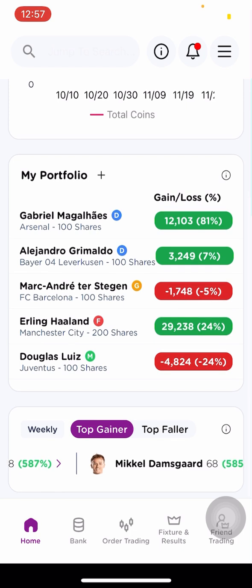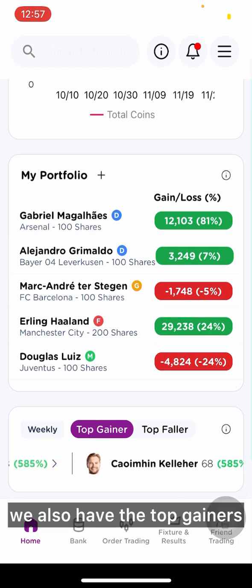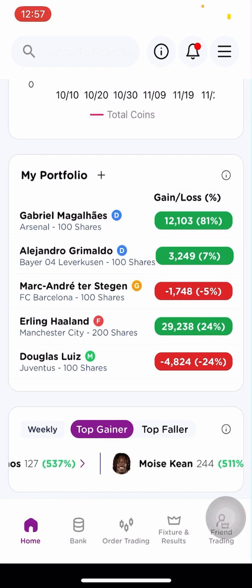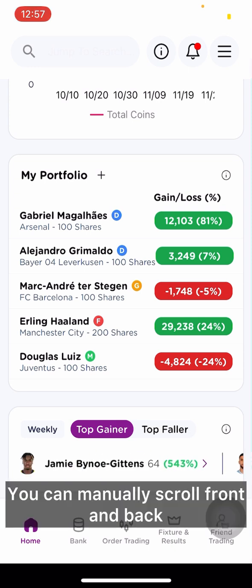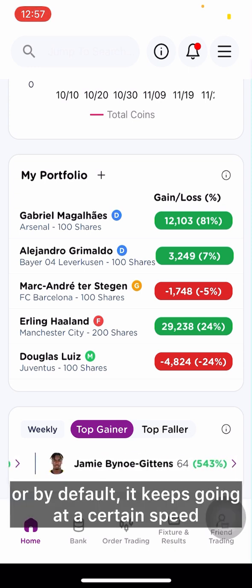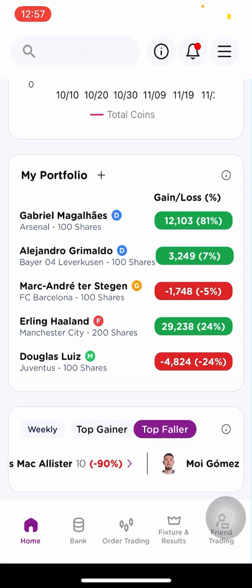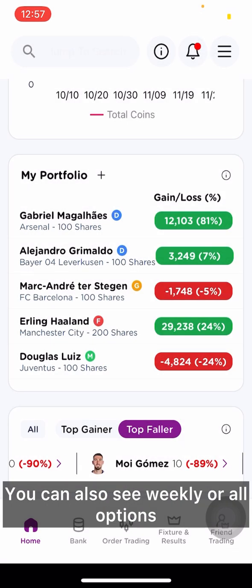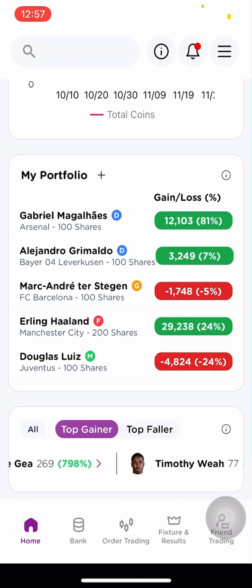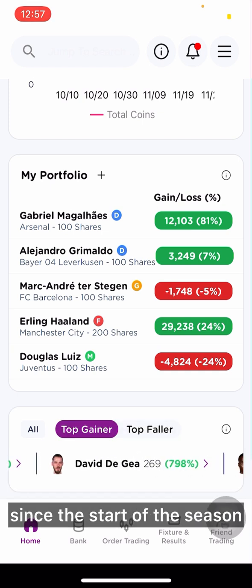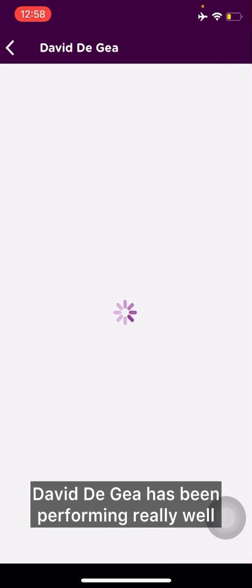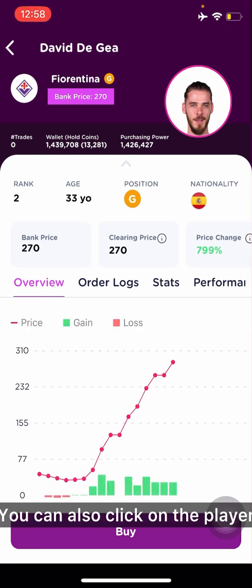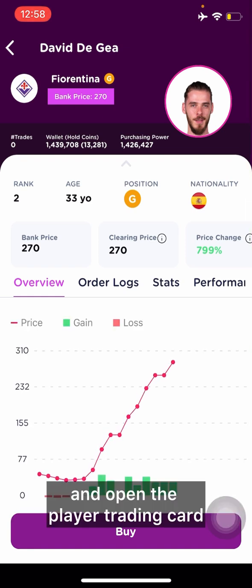On the dashboard, we also have the top gainers and top fallers. So the players who are performing the best, you can manually scroll front and back, or by default, it keeps going at a certain speed. You can see top gainers or top fallers. You can also see weekly or all options. If in case you wanted to see the top gainer since the start of the season, David De Gea has been performing really well. You can also click on the player and open the player trading card.